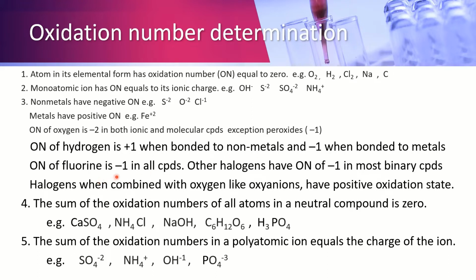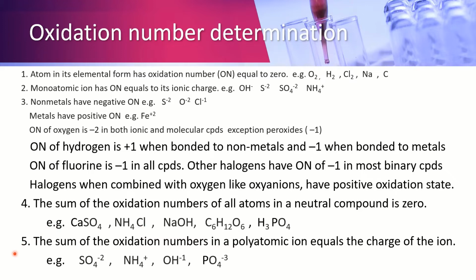Fluorine has oxidation number negative 1 in all compounds, while other halogens have oxidation number of negative 1 in most binary compounds. Halogen, when combined with oxygen, like oxyanions, have positive oxidation state. Number 4, the sum of the oxidation number of all atoms in a neutral compound is equal to 0, like calcium sulfate, ammonium chloride. The whole compound has oxidation number equal to 0.